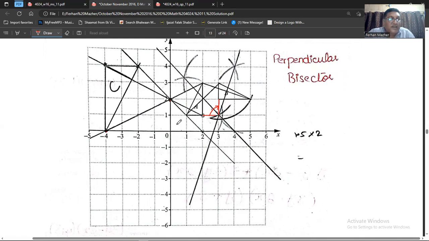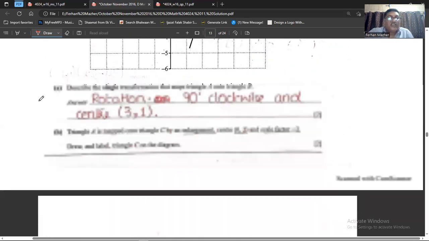So this is the point. Then I will check how much is this distance. I will multiply it with the help of scale, you will do that. I will multiply with -2. So I will go in the opposite direction, put this dot. Then I will join these 3 vertices, and that will be my triangle C.